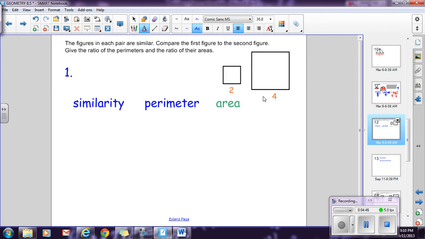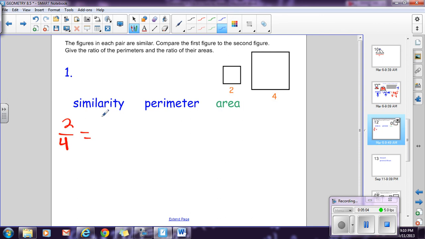So in order to find these, the similarity ratio, and I already told you guys, they're similar. So it's going to be a 2 to 4. Well, of course, we're not going to just leave it 2 to 4. We're definitely going to reduce the 2 to 4 and have it become 1/2. So their similarity is 1/2. Now, what's their perimeter ratio going to be? Remember, the perimeter ratio is just going to be the same thing as their similarity ratio. It's going to be 1/2.